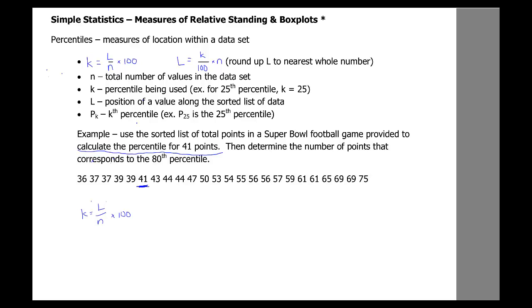L is the position of the value along the sorted list. So if we start counting how far into the list we are, 41 is the 6th value in the list. So L is 6. N is the total number of values. So let me just number all of them here. And there are 24 values in the list, so N is 24.